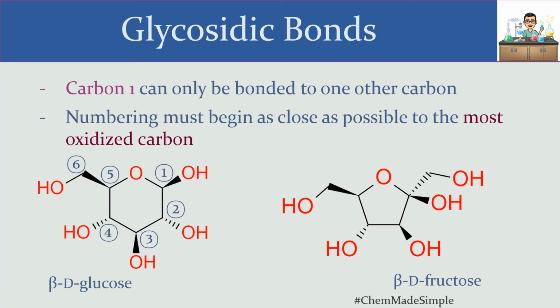So I'm going to start numbering as close as I can to that most oxidized carbon. That means beginning at that carbon all the way to the top right, and then continuing my chain all around until I get to carbon number 6. So it's not always the case that the most oxidized carbon is carbon number 1, but I need to make sure that it's as close as possible to the beginning of my numbering.